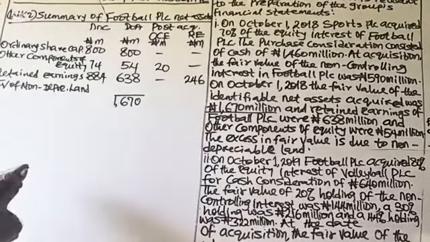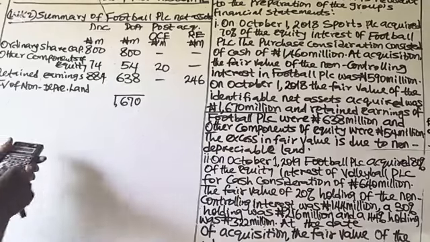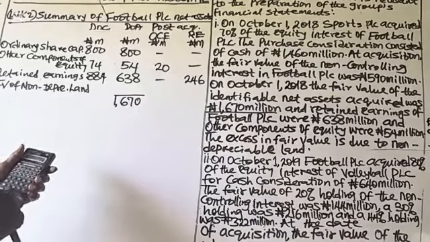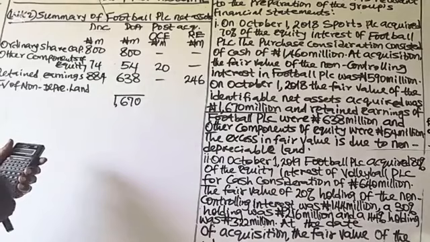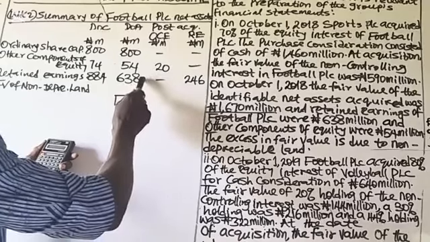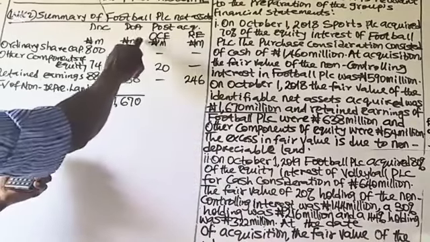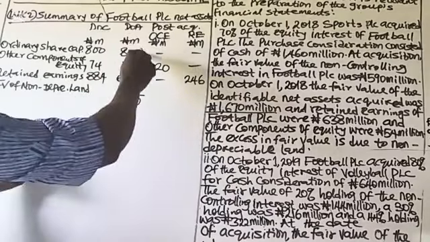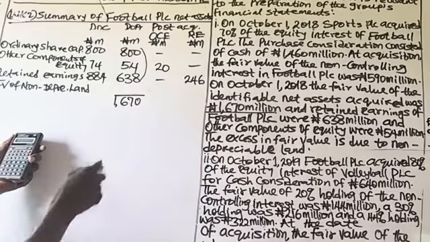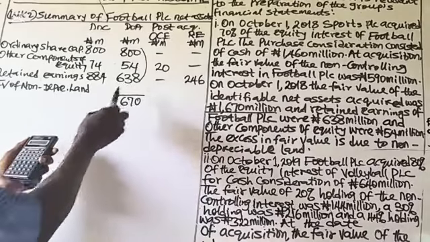Then let's total this: 800 plus 54 plus 638. That is totaled 1,492. And you were told the total should be 1,674. This is greater than the total of this. The total of this is 1,492, which is lower than this. So the difference, you have to attribute it to the land.